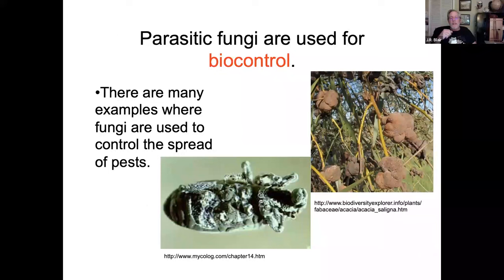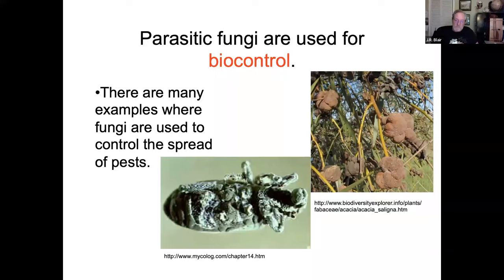And then this is an interesting one. This is an acacia that was introduced to South Africa, Acacia saligna, and is an invasive species. And then these blobs right here are a gall-forming fungus that is very successful at helping to control the acacia in South Africa.